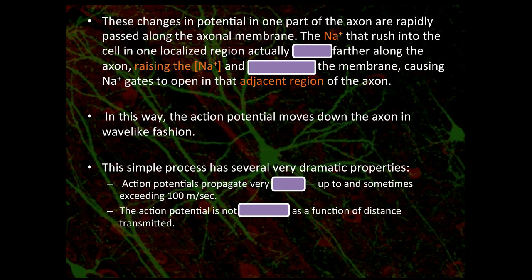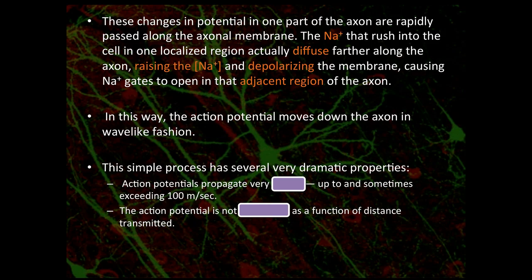These changes in potential in one part of the axon are rapidly passed along the axonal membrane. The Na plus that rushes into the cell in one localized region actually diffuses further along the axon, raising the concentration of sodium ions and depolarizing the membrane, causing sodium ion gates to open in that adjacent region of the axon. In this way, the action potential moves down the axon in a wave-like fashion.